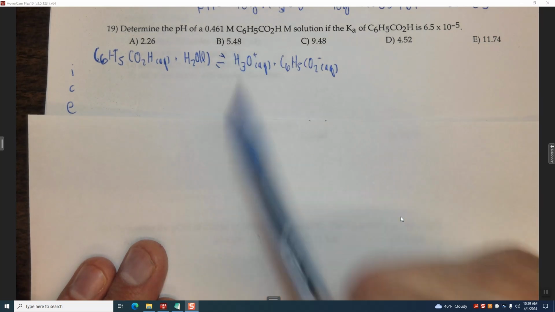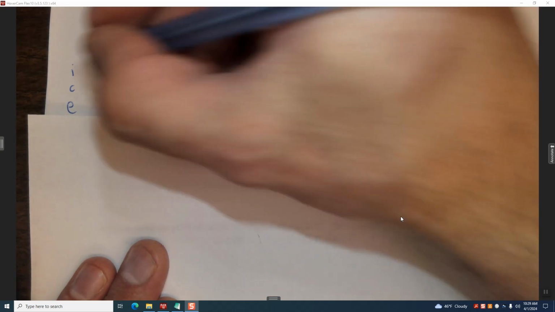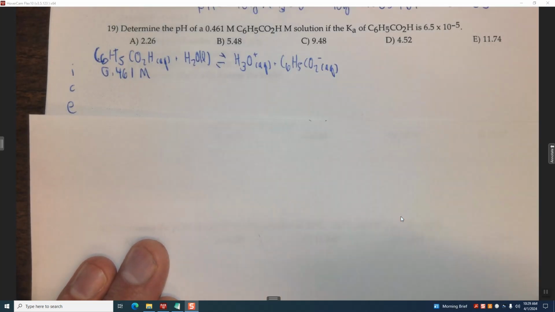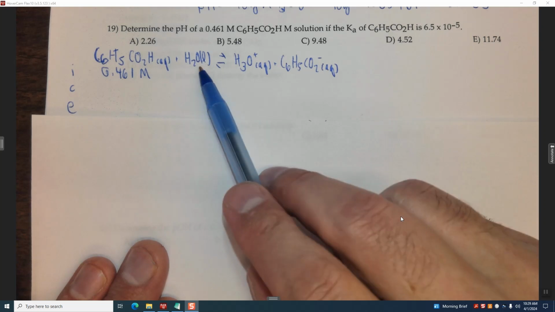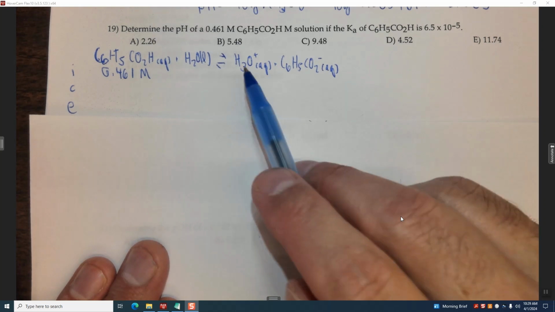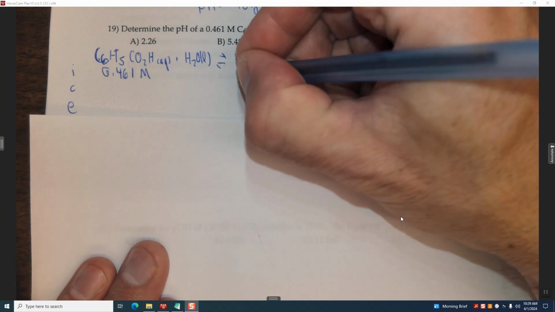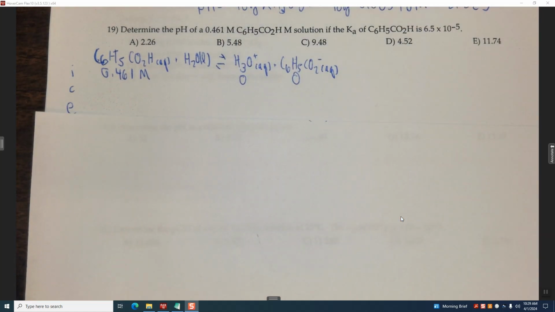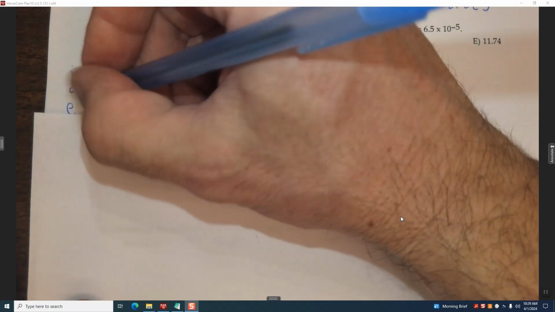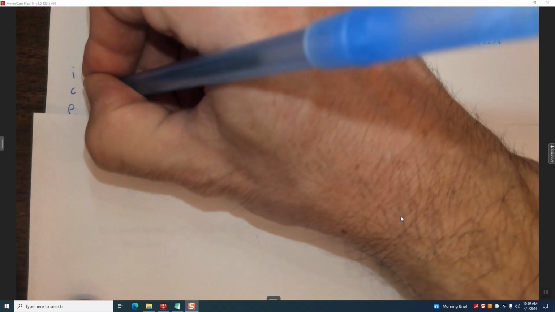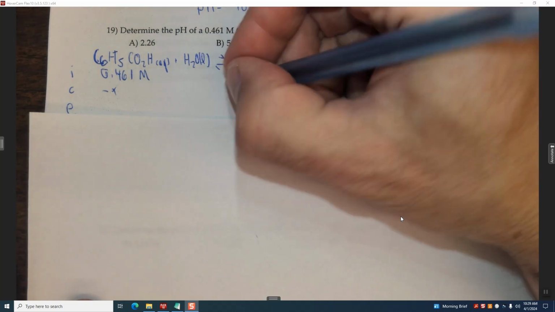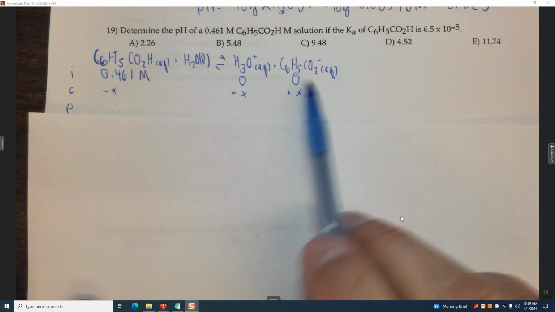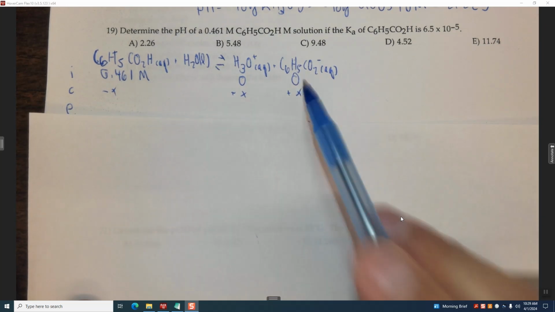All right, so we know the initial concentration of this one. It's 0.461 molar. The initial concentration of H2O doesn't matter because it's not in the Ka expression. The initial concentration of H3O plus is 0, and the benzoate is also 0. What about the change? Well, we know we're going to reasonably lose some amount of this and gain some amount of each of these. Note that they're 1 to 1, so minus x, plus x, plus x.